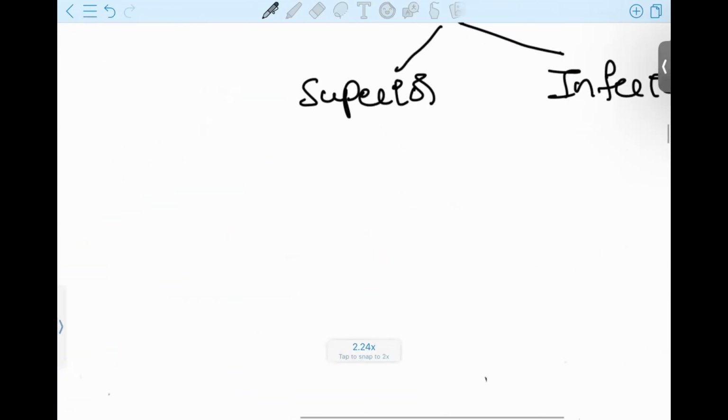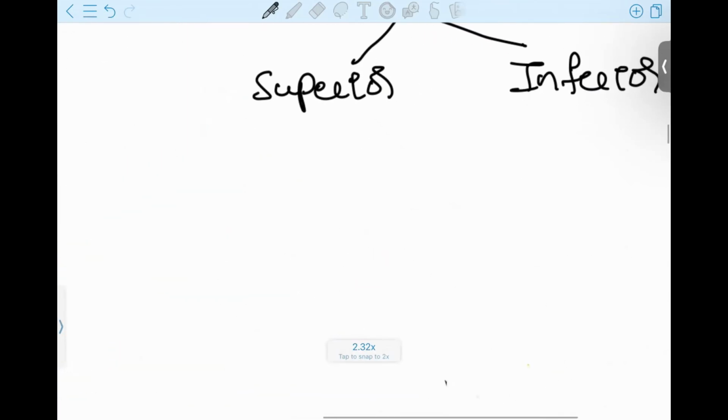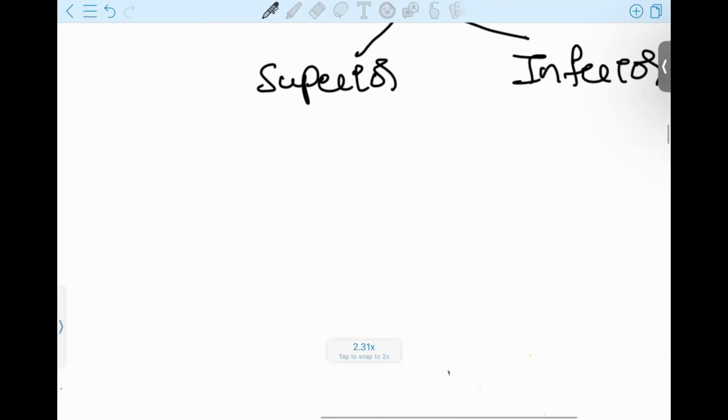Let's see what contents are passing through the superior, inferior, anterior and middle mediastinum. In the superior mediastinum, what contents are passing? The first one is the ascending aorta.